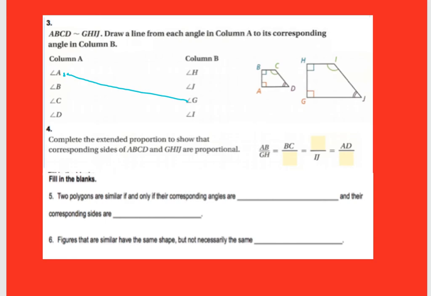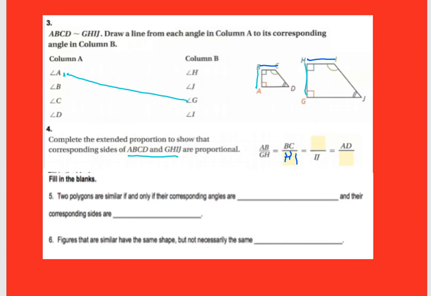Complete the extended proportions to show that corresponding sides. Here is your similarity statement, and it's up here also. So AB and GH, AB and GH match. Again, you can use colors in Classkick. BC corresponds to HI. So you put your corresponding one at the bottom. Does everybody see how to do that? Yes. Okay, so let's go to the bottom.